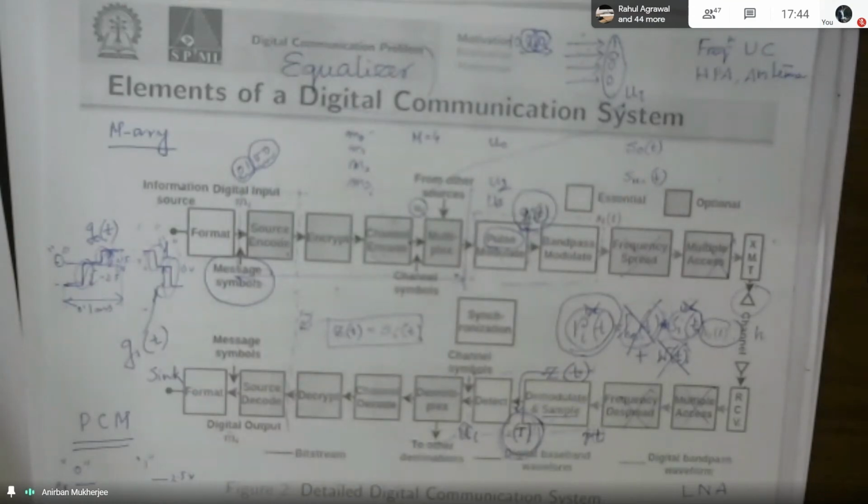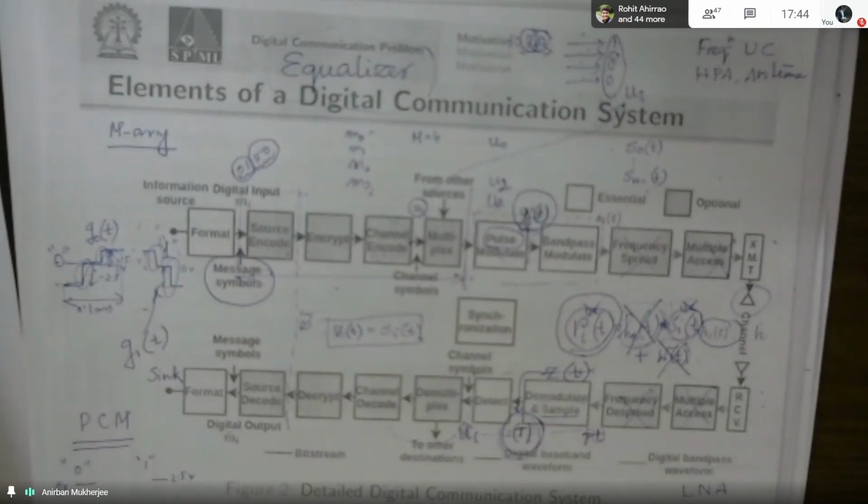If the channel is delta T, what is the frequency response of the channel? If I take the Laplace transform of delta T, it is 1. That means at all frequencies it is 1. So the channel is flat over the whole frequency range. So that's why we say equalize. This is just a term actually.